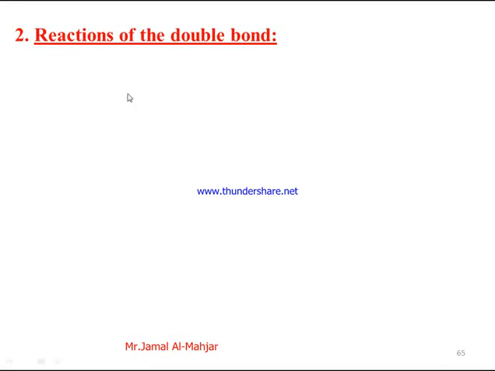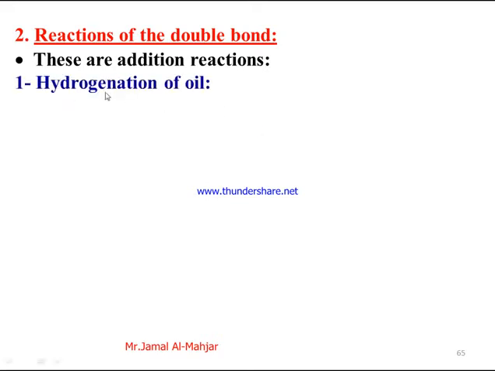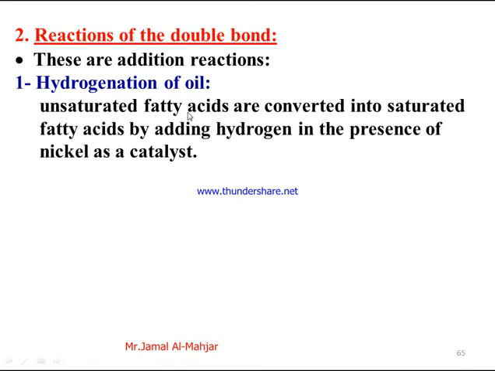The second type of reaction, the reactions on the double bond. These reactions are called addition reactions. The first one, hydrogenation of oil. Hydrogenation means adding hydrogen. Unsaturated fatty acids are converted into saturated fatty acids by adding hydrogen in the presence of nickel as a catalyst.